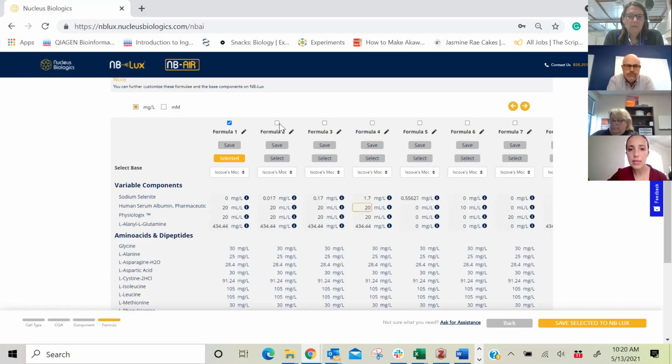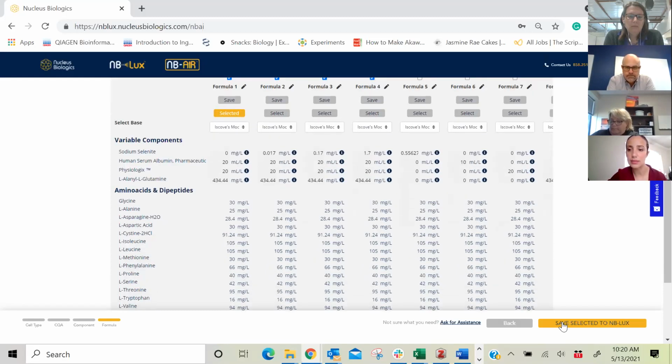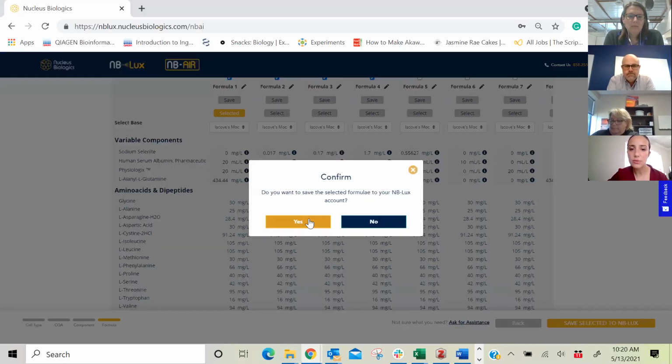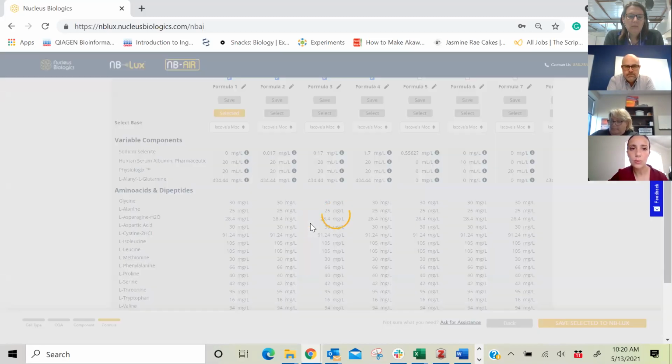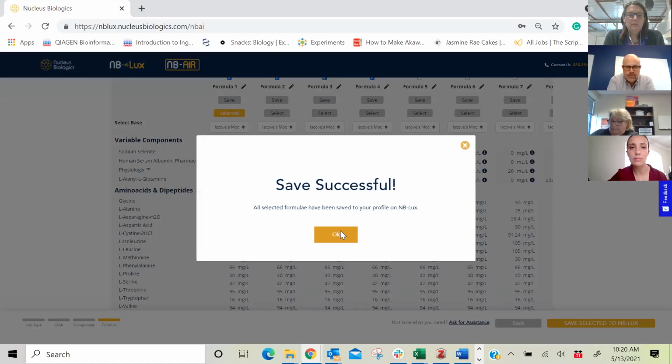Okay, so then I will select these 4 formula. So 1, 2, 3, and 4. So here I have all the formula that I selected, and then I will save it to NBLogs. And this will take me automatically to NBLogs. And from there, I will be able to place my order. So it takes a little bit of time to upload all the formula to NBLogs.